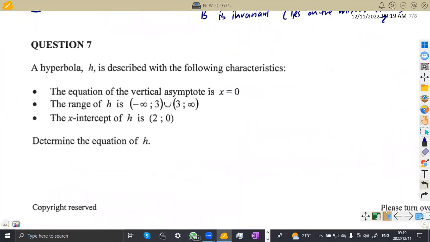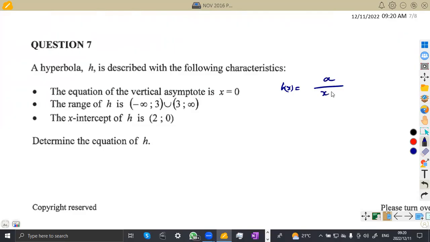On question 7, we are given a hyperbola described with the following characteristics. The equation of the vertical asymptote is x = 0. So for the vertical asymptote, we are given the value of x. Remember, a hyperbola is given by h(x) = a/(x + b) + c. So we are saying for h(x), the asymptote is at x = 0.